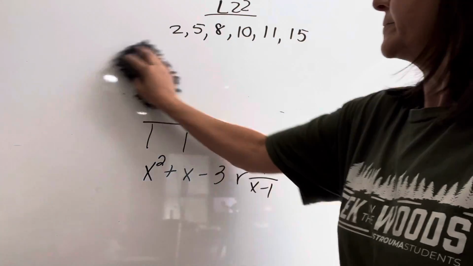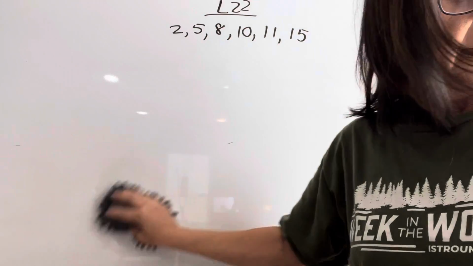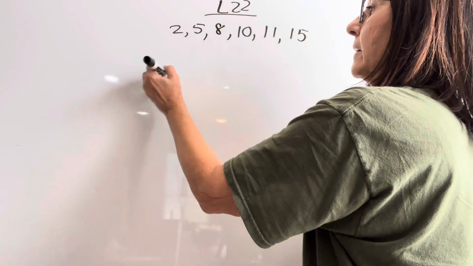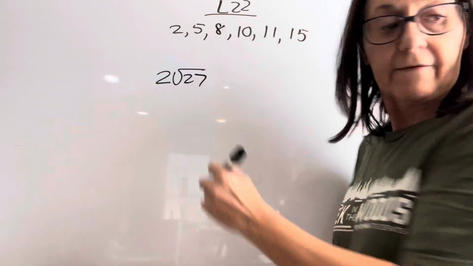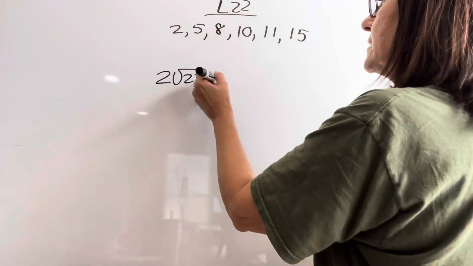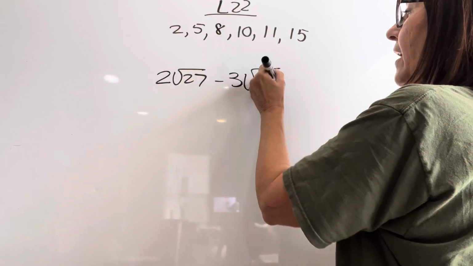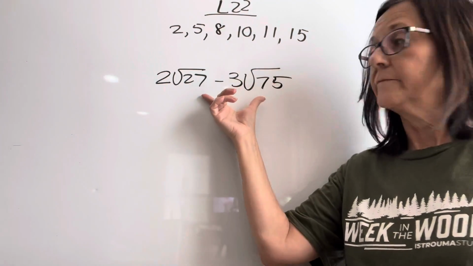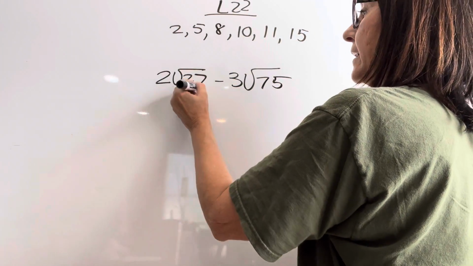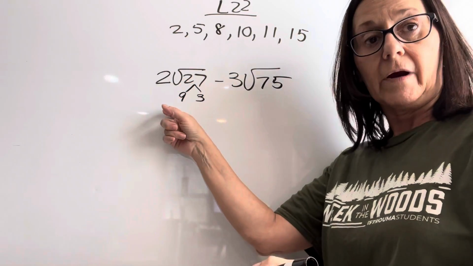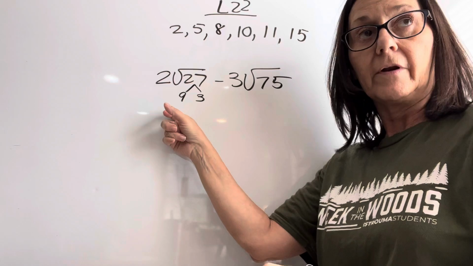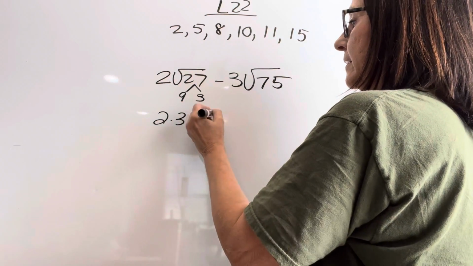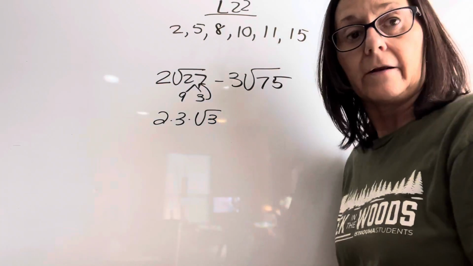All right, number 10, 2 square root of 27 minus 3 square root of 75. I ask myself, can I simplify any of the radicals? I can. 27 is 9 times 3. 9 is a perfect square. I can unsquare 9. The square root of 9 is 3. So that's 2 times 3. The 3 stays under the radical.